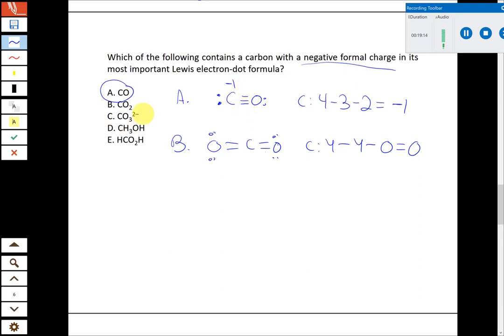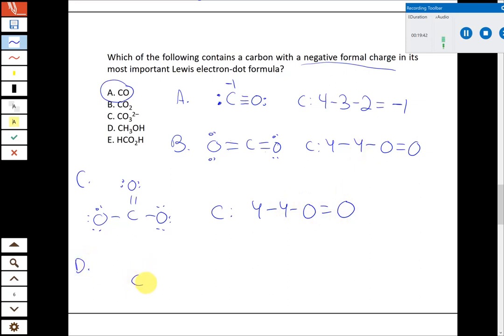If we go to CO3 2-, there's a few resonance structures we can draw, but they all have the same formal charge on carbon. So carbonate, which is what this anion is called, as you should remember, has this Lewis structure, and the formal charge on carbon: 4 valence electrons. This one also has 4 bonds and 0 lone pairs, so it's going to be 0 for that one.